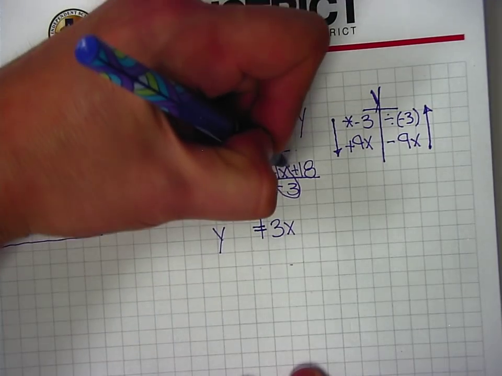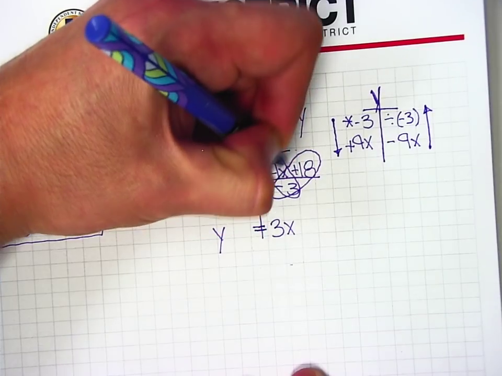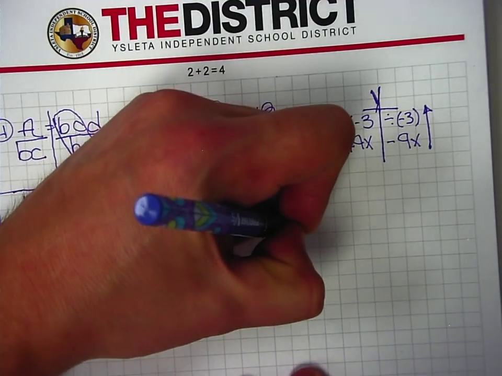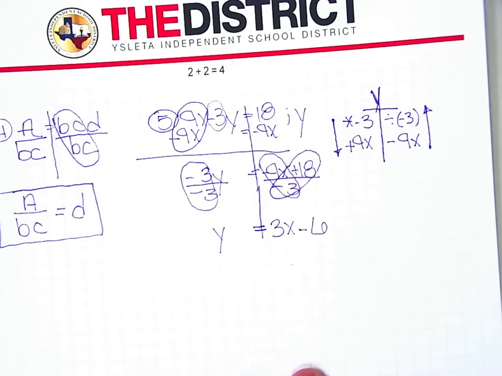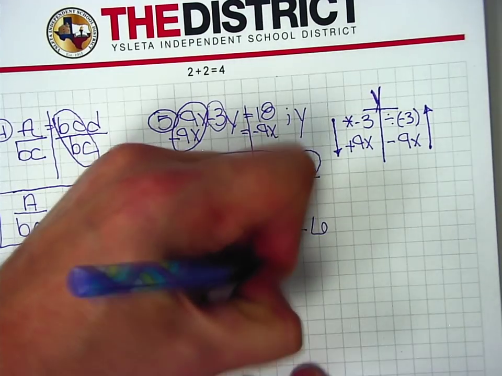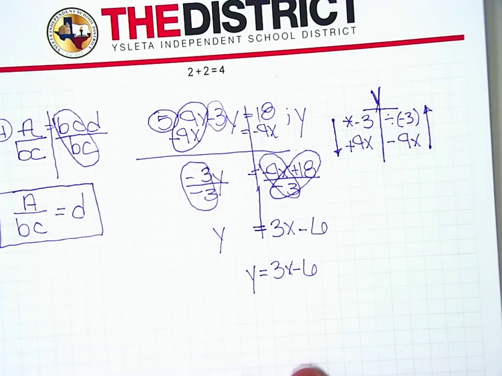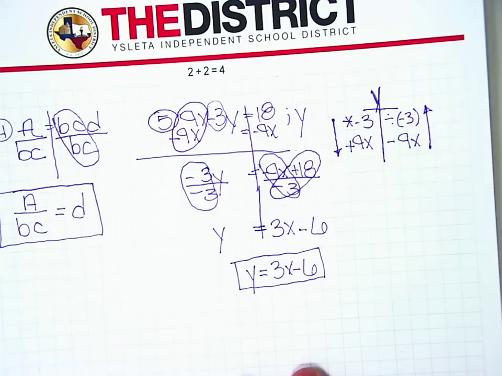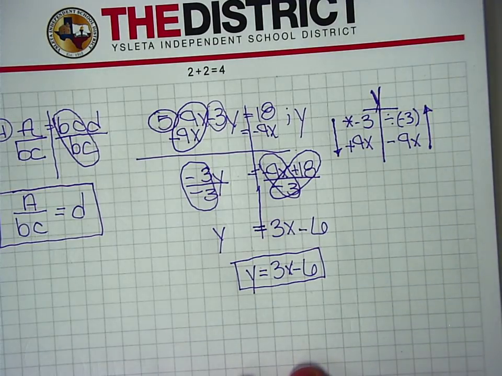Now I have a positive 18 divided by a -3. And if you have difficulties with the signs, just use your calculator. A positive 18 divided by a -3 will give you a -6. Therefore, our answer is y equals 3x minus 6 when isolated in this equation. And this does coincide with our answer. Now let's go ahead and move on.